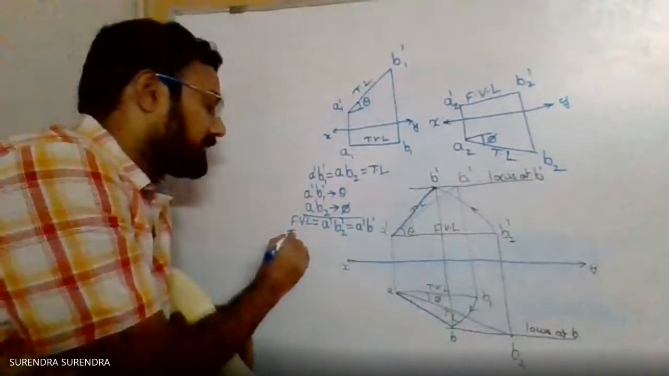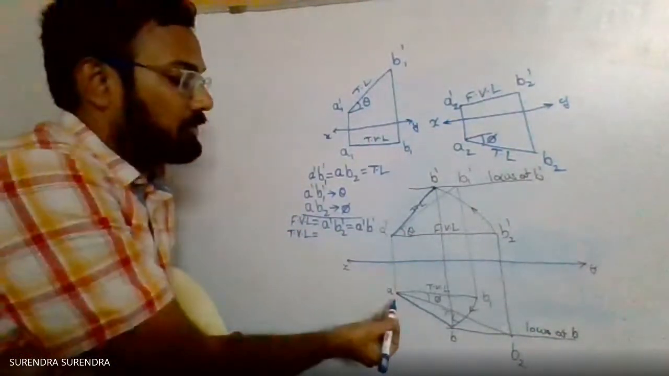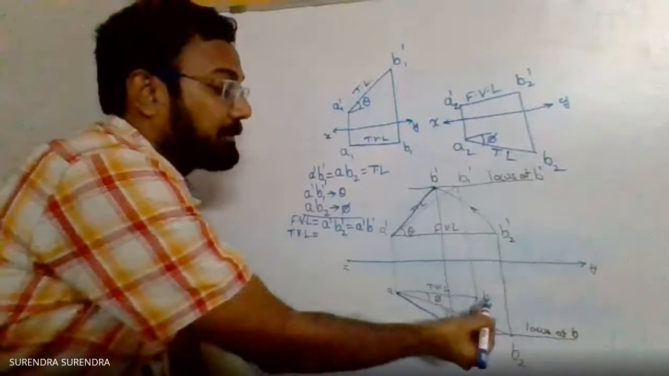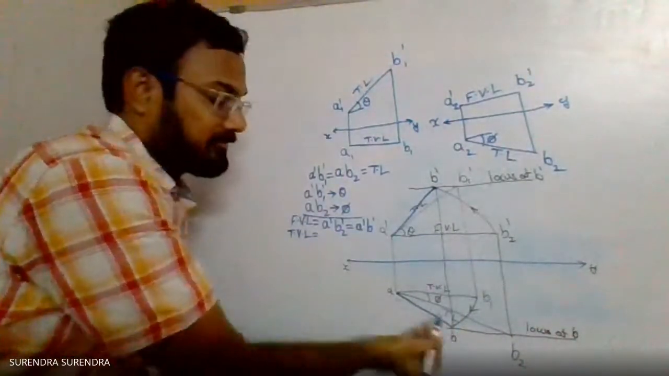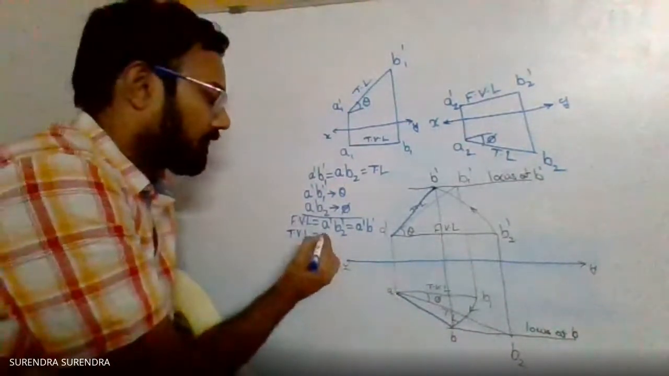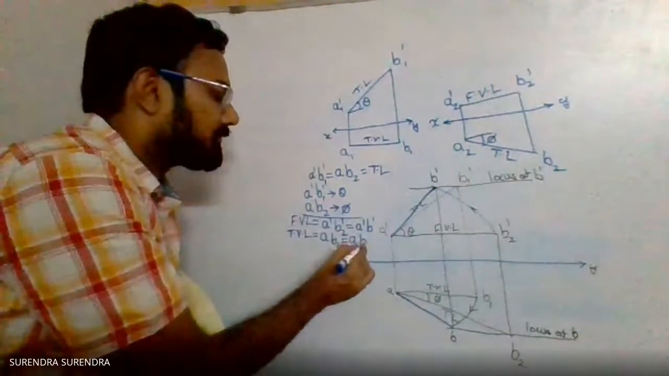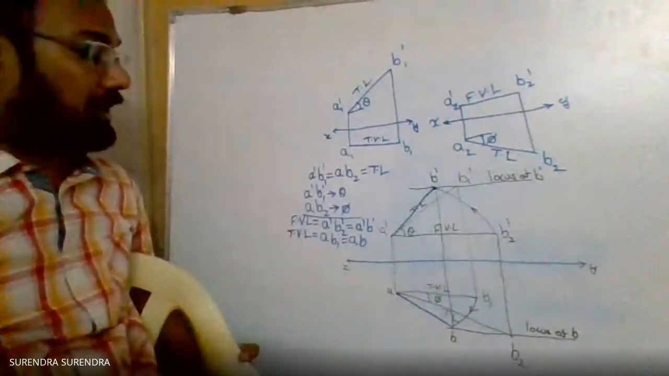Similarly, top view length equals AB1, which equals AB.